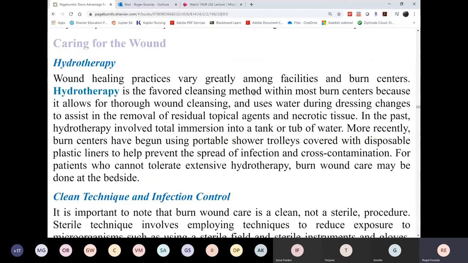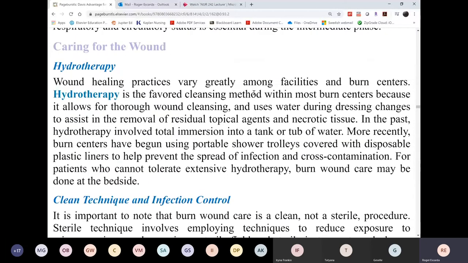For wound care, although we use sterile technique, these wounds are not sterile. Obviously, you have massive size wounds here, so it's impossible to keep them sterile. However, we use sterile technique, that way we don't contaminate the wound. But just remember, this is not an incision, okay? This is not a clean wound. These are very dirty wounds.